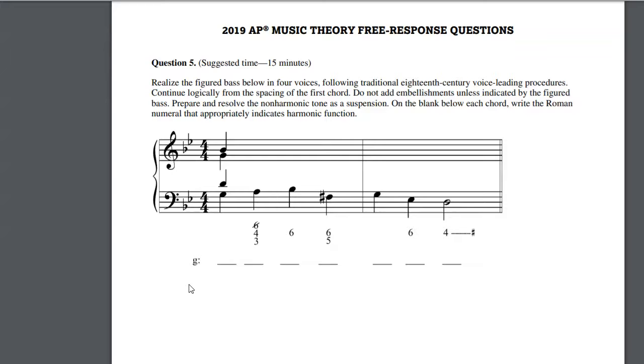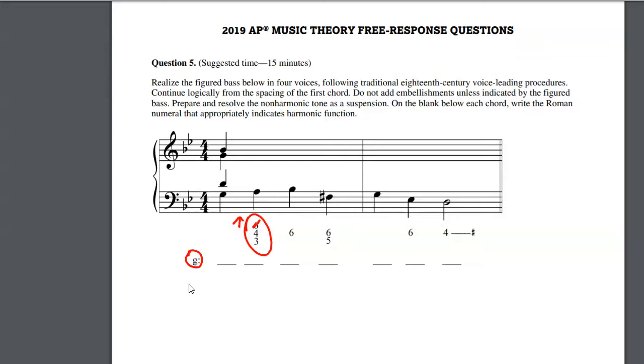That's the first part of question 1, this figured base. Okay, figured base means we've got these numbers here showing you need to put in the 6th above the base, the 4th above the base, and the 3rd above the base. The 6th with that slash on it means it's going to be raised by a half step, so it's probably the leading tone in the key of G minor. It's possible that this will be in a minor key. At least one of these two questions from question 1 will be in a minor key.